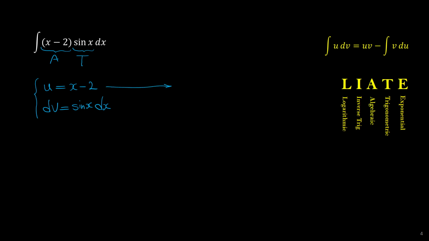As usual, from u we take the derivative, and du will be the derivative of x minus 2. The derivative of x is 1, the derivative of 2 is 0, so the derivative of x minus 2 in total is 1. Don't forget to multiply by dx, so 1 dx or simply dx. From dv we have to integrate. What is the integral of 1 dv? v. And the integral of sine is negative cosine of x.